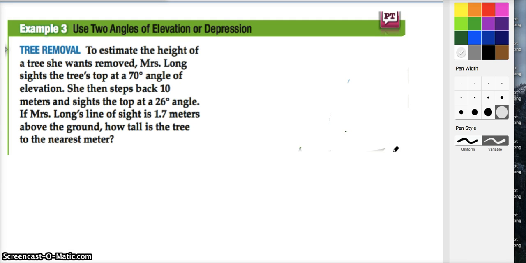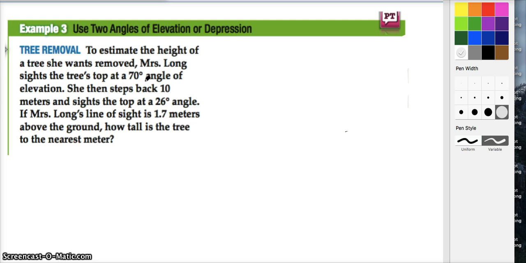So we have a situation where Mrs. Long is looking at a tree in her backyard that she wants to remove, and I'm assuming it's in her backyard. I don't know where this tree is. She just wants to remove trees. Okay, so she's looking at a tree supposedly in her backyard that she wants to remove.